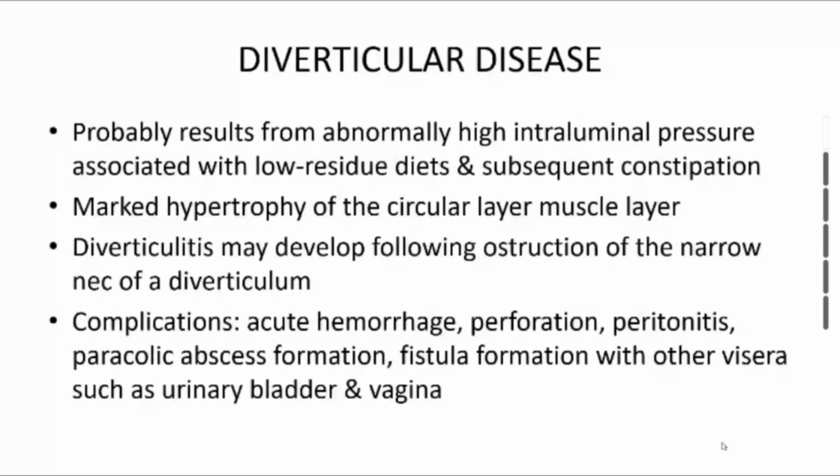So it is thought that it's probably arising from a high intraluminal pressure associated with low residue diet and subsequent constipation. Low residue diet is especially common in developed countries or among people who live in town. A high residue diet is a high fiber diet, like ugali, fruits, vegetables, but things like rice are very low fiber, and those are the ones that are likely to lead to constipation. If constipation continues over a long time, you are likely to develop high pressure within the lumen, and you are likely to develop diverticulosis or diverticular disease.